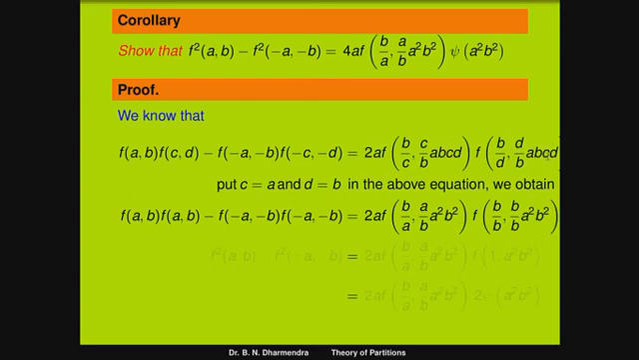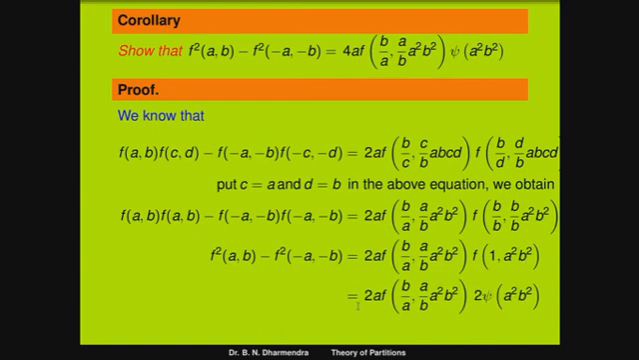Replacing c by a and d by b, that is a into a and b into b squared, it can be written by multiplying the terms: f squared of (a,b) minus f squared of (-a,-b) is equal to 2a into f(b/a, a/b) a squared b squared into f(1, a squared b squared). That is nothing but 2 times psi of a squared b squared. So it is equal to 2a into f(b/a, a/b) a squared b squared into 2 times psi of a squared b squared.